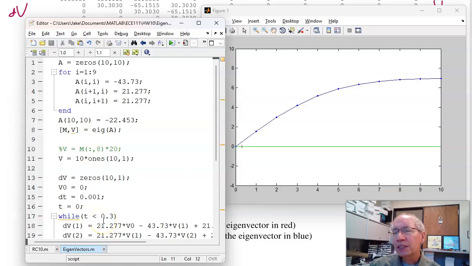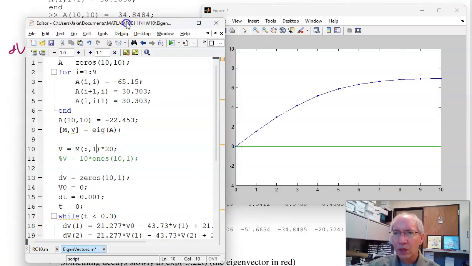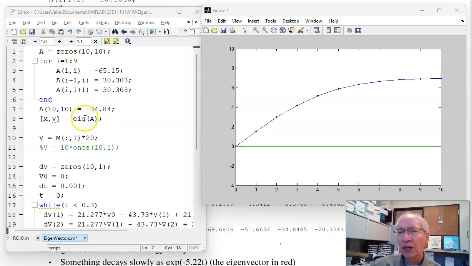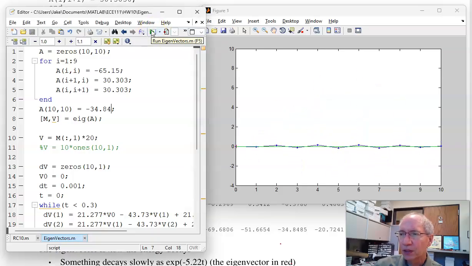What happens if I change the initial condition? So at the start of the code, I input my A matrix. That's our 10 by 10, minus 65 on the diagonals. 10 is kind of the oddball. Let's find the eigenvalues, eigenvectors. Let's make the initial condition the fast eigenvector. That should decay as e to the minus 123t, so let's try it. Ready, get set, go. Try it again. Ready, get set, go. Poof. Gone.